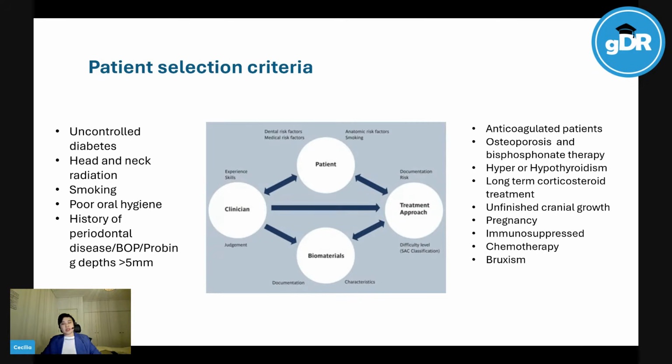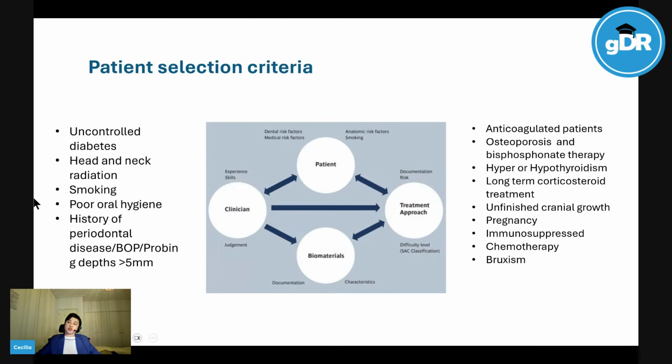Chemotherapy, history of chemotherapy is okay, but you've got to be careful with patients currently on chemotherapy, again, because they're immunosuppressed. And bruxism is a huge risk factor, just like smoking. They're very common risk factors. So if you have a patient that presents to you that's a smoker, is diabetic, and has bruxism, it all adds up to your risk factors. So you really have to think carefully if you select this patient for having implant treatment.